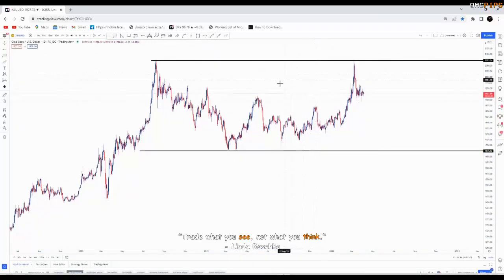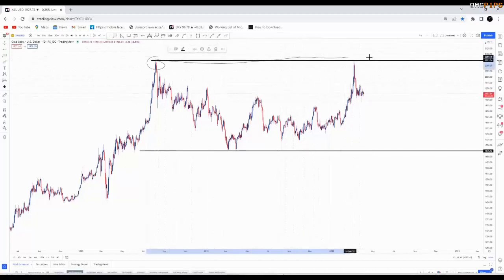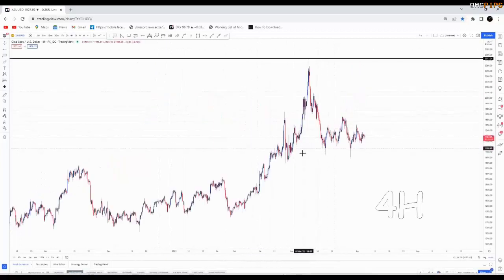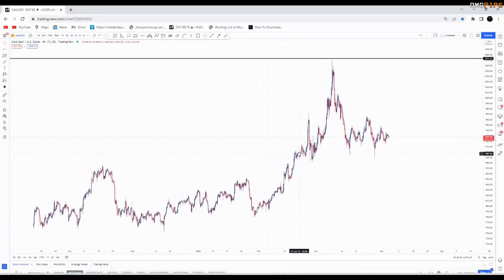So now from this level point, we need to understand why the market rejected right there. It rejected because it's a double top type nature. So it's the first pattern that we've seen. And secondly, we need to look at what's happening in between the lines of the chart. So let's make sure we take it to a 4-hour time frame. On a 4-hour time frame, there's a market structure I'm actually getting.